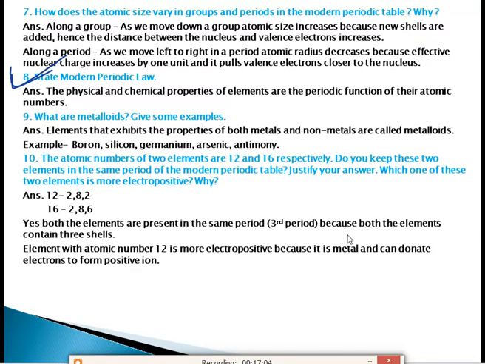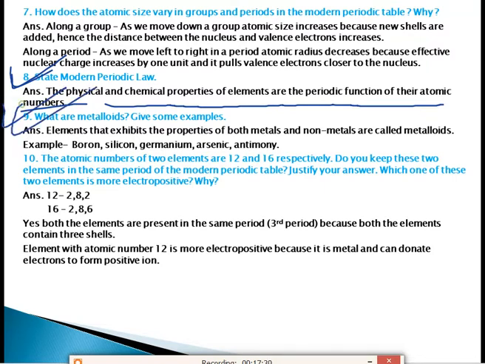The physical and chemical properties of elements are the periodic function of their atomic numbers. In Mendeleev's periodic table, what we have read is that the physical and chemical properties of elements are the periodic function of their atomic weight or atomic masses. But in the modern periodic law, the physical and chemical properties of the element will depend on atomic number. So remember the statement of the modern periodic law.